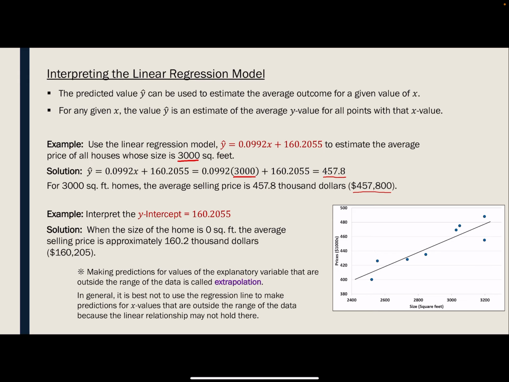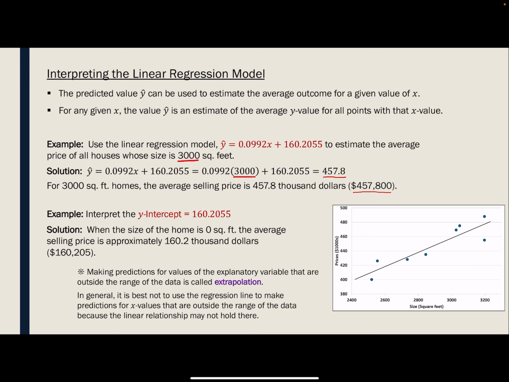The y-intercept is the constant in the model, so in this case it's the 160.2055. And a lot of times we're asked to interpret the y-intercept. And we want to make sure that we're interpreting it in the context of the problem. So the y-intercept for a line means that when x equals 0, y equals that value. So in this case, if the size of the home is 0 square feet, the average selling price is approximately $160.2 thousand.